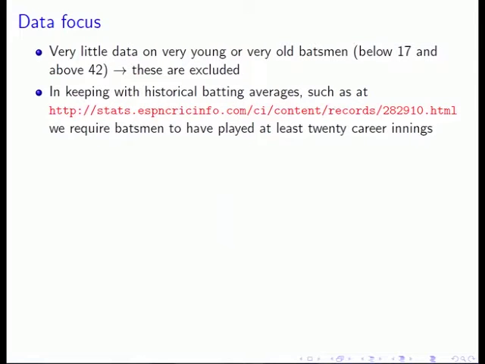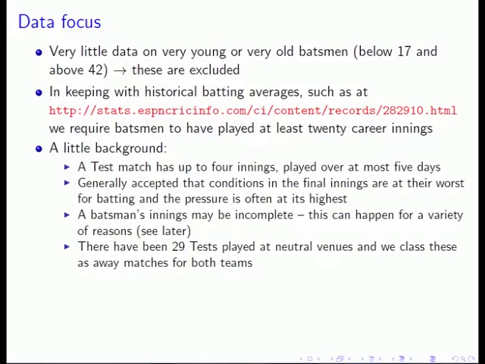So we're going to actually exclude some very young or very old batsmen because we don't have enough people of similar ages. We're going to model how people improve with age and then get to their peak and then go back down again. And if we actually have people below 17 or above 42, there are insufficient numbers to actually estimate those things reasonably. So we're just going to chop those out. And as in this historical batting average database, we're going to require batsmen to have played at least 20 innings.